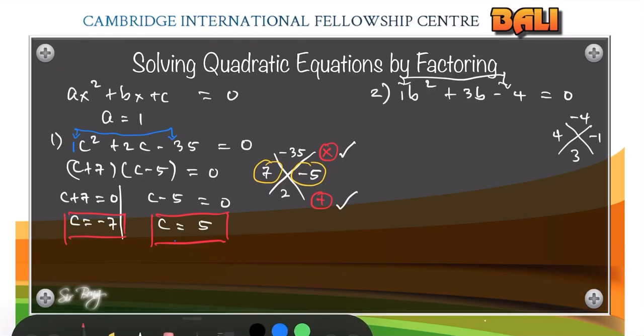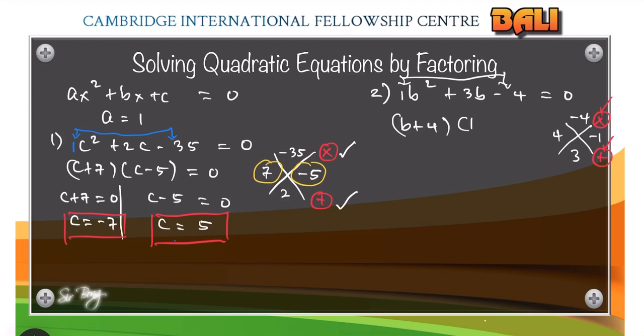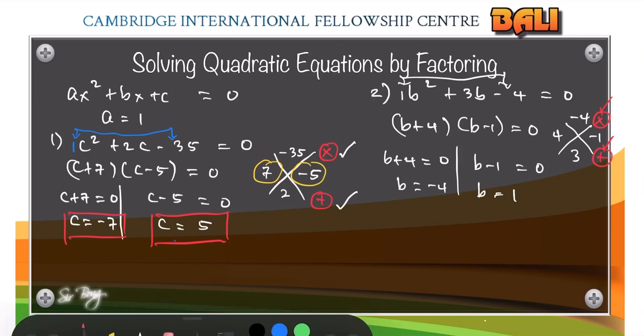Again, to check if your answer is correct, this must give you the product, and this is the combination of the two factors. 4 times negative 1 is negative 4, check. And 4 plus negative 1 is positive 3, check. Then this is just b plus 4, b minus 1 is equal to 0. Equating both factors to 0, b plus 4 is equal to 0, so b is minus 4. b minus 1 is equal to 0, so b is equal to 1.